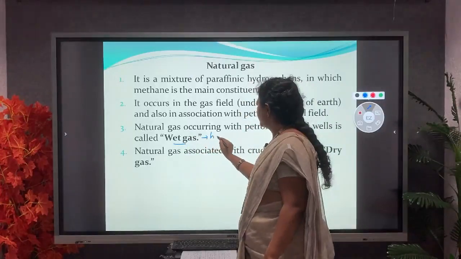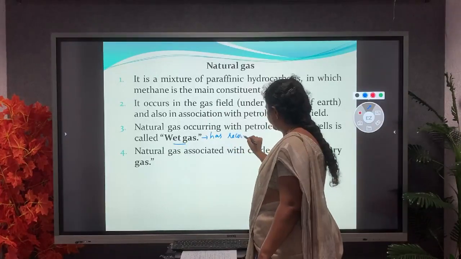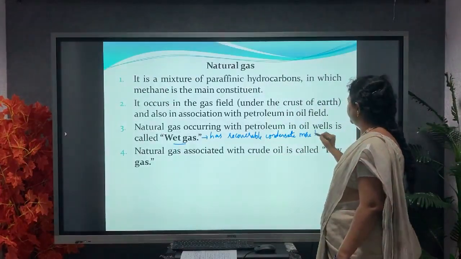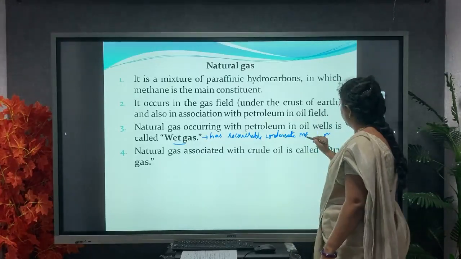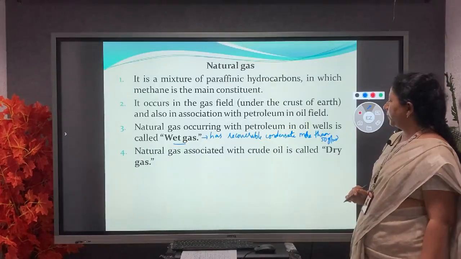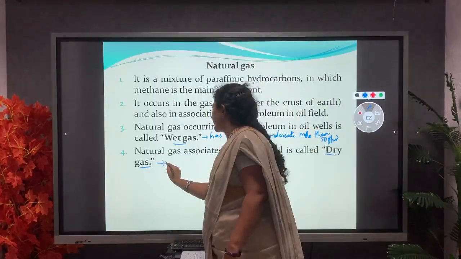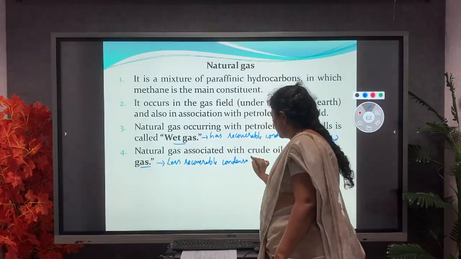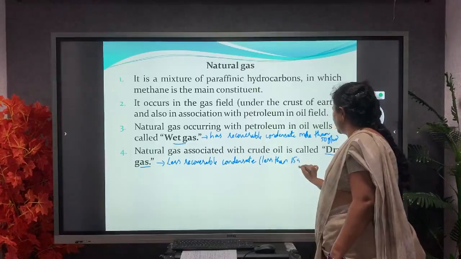So natural gas occurring with petroleum in oil wells is called wet gas. This wet gas has recoverable condensate more than 50 gram per meter cube. Natural gas associated with crude oil is called dry gas. This dry gas has less recoverable condensate. It is less than 15 gram per meter cube.